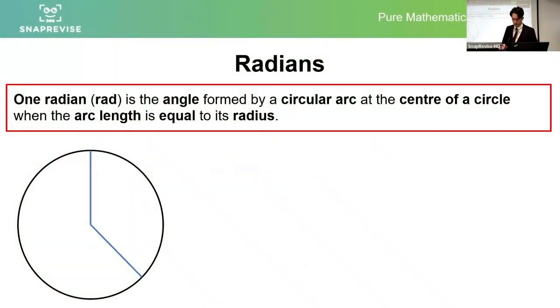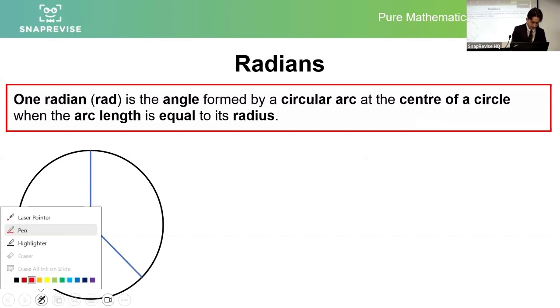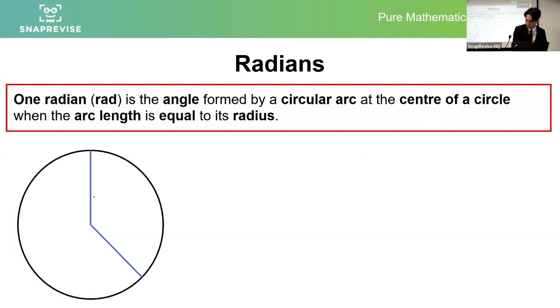So let's start with radians, a nice, hopefully really clear recap of what they are. Now, the definition: 1 radian is the angle formed by a circular arc at the center of a circle where the arc is equal to the radius. Basically what we're saying is that they're equal length. So if this was a radian, that would be equal to that, would be equal to that.